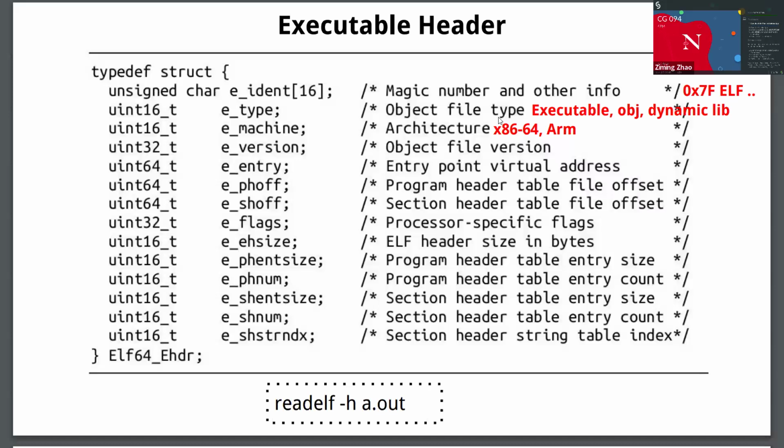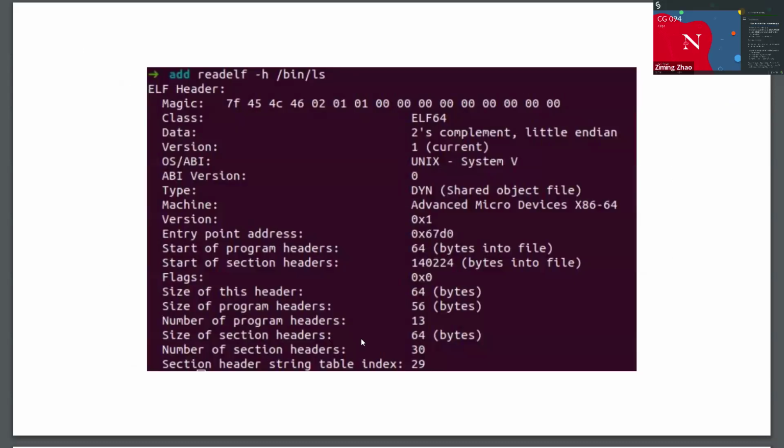Is this a dynamic library? This is an object file, or this is just an executable? And what kind of machine architecture this executable is supposed to run on? It could be x86, could be 64-bit Intel, it could be ARM, and other information. And there is a tool called readelf. Use -h, you can read out the headers in a human readable way. For example, if we do this on /bin/ls, that's the ls command, you can find the magic numbers and everything else.